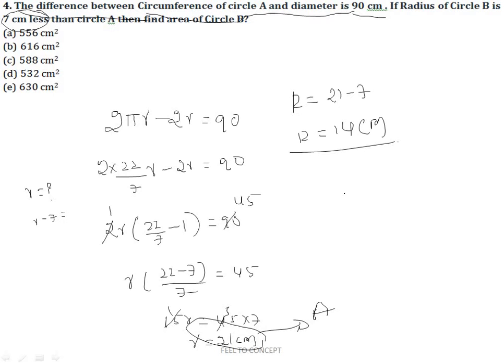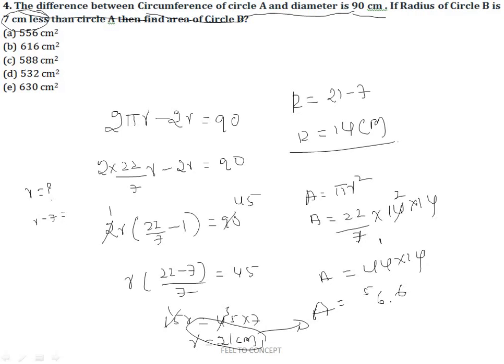The area of circle B is area equals pi r square. Pi means 22 by 7, r means 14 into 14. 7 ones are 7, 7 twos are 14, so area equals 44 into 14. 14 fours are 56, 14 fours are 56 plus 5 is 616. The area of circle B is 616 centimeters square. This is the right answer.